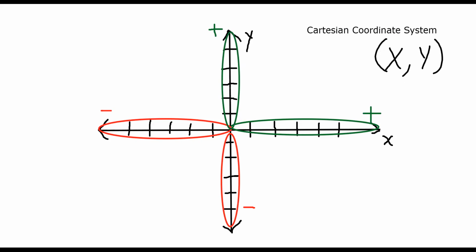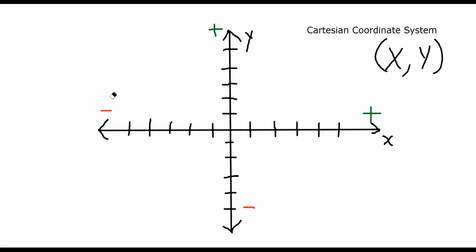So for instance, let's get rid of all this. For instance, if you wanted to graph the point 3, 2, well, your x coordinate is first. So you count 1, 2, 3 units in the positive x direction, positive 2 units up in the y direction. And so boom, there's your point 3, 2.